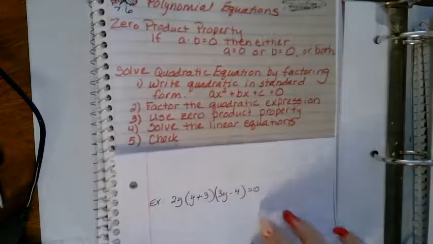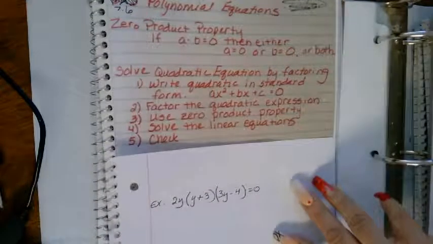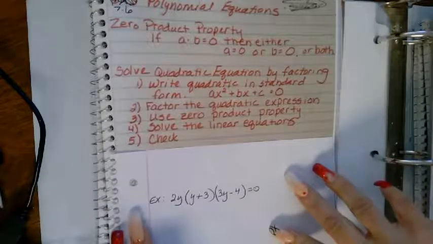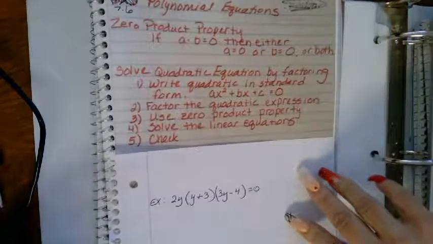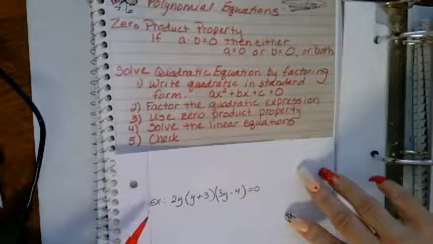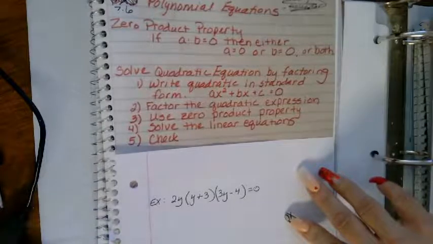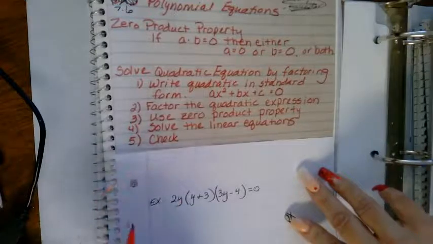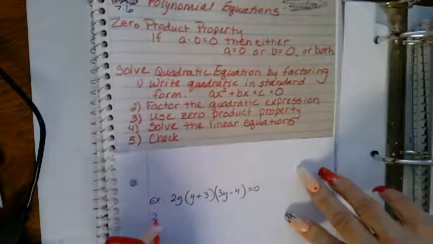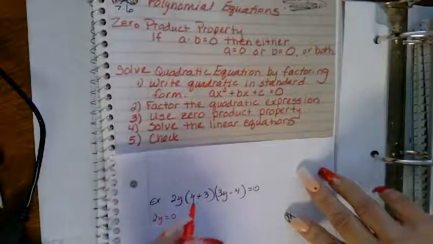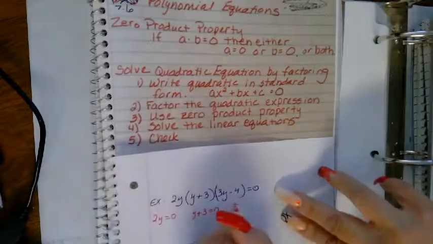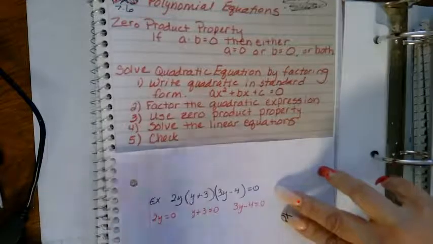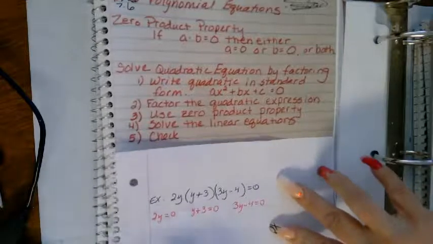Alright, so let's look at this example, you guys. We have 2y times y plus 3 times 3y minus 4 equals 0. And if we're looking at this and referring to our rules, we're going to be going down. We already have 1 and 2 done. So now we're going to look at number 3. We're going to use the zero product property to rewrite this and get our solutions. So let's do our 2y equals 0, our y plus 3 equals 0, and then our 3y minus 4 equals 0.